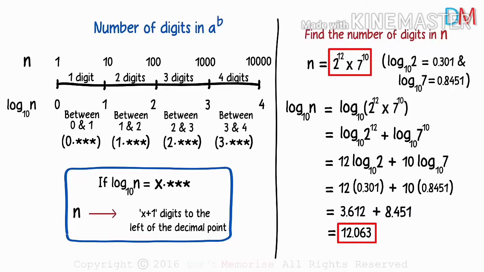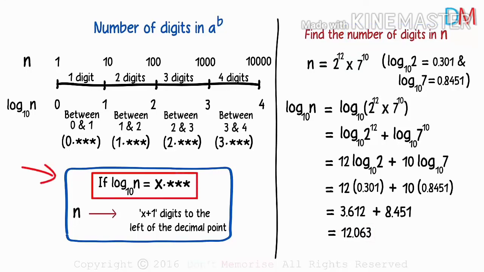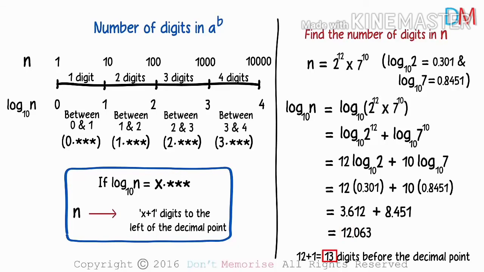But is that what we are asked for? Not really. We are asked for the number of digits in the number n. And the rule we just looked at said that if the logarithm to the base 10 value is of the form x point something, then the number of digits in the number will be x plus 1. As the number x is 12 here, the number n will have 13 digits before the decimal point.